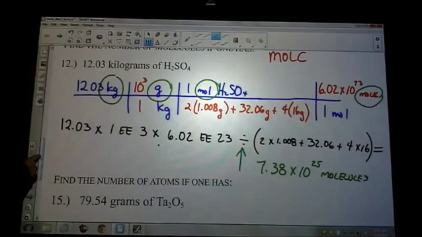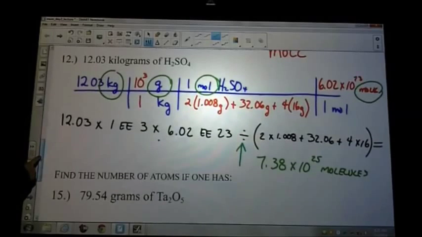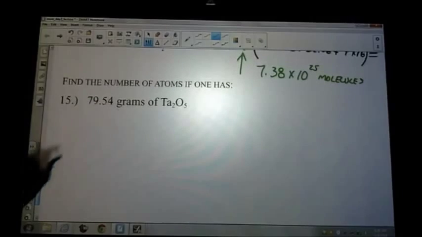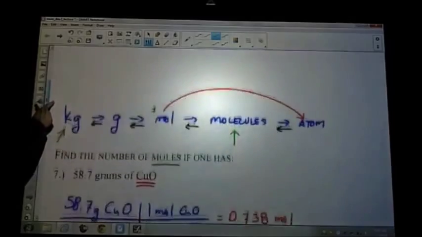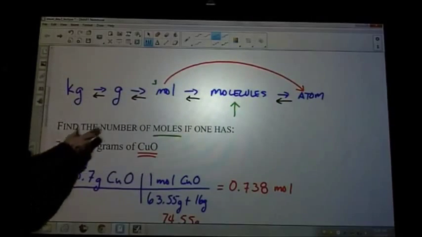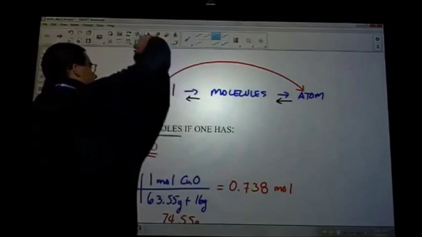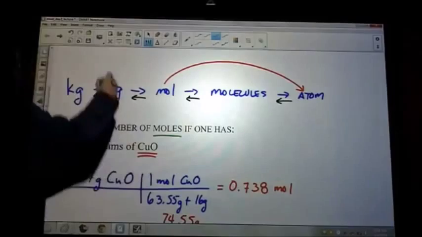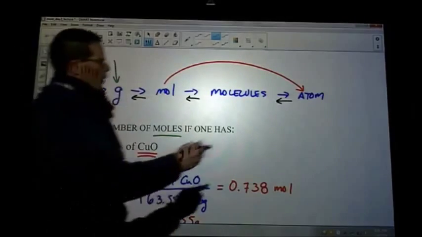Okay. Want to do one more? Sure, it's my homework. Let's look at number 15. Okay. And we're going from grams to atoms this time. So our sequence, so we have, so now we're starting here and we're going here.